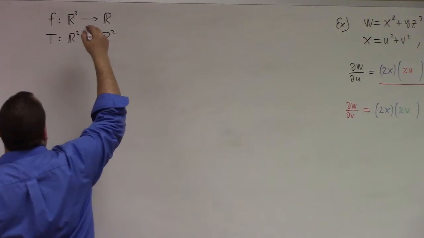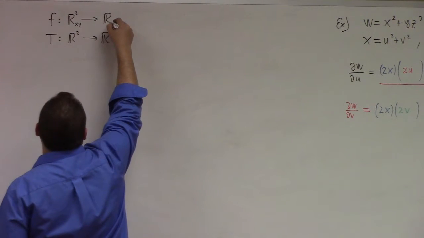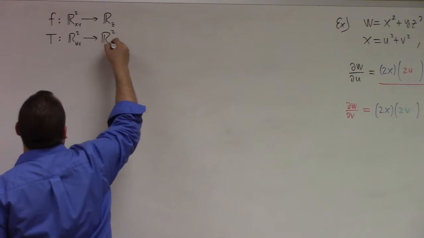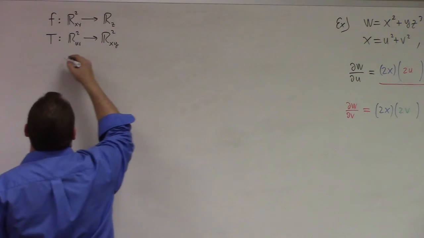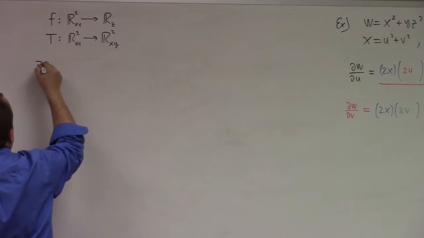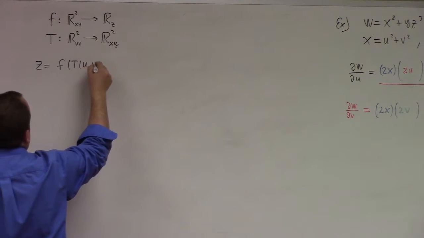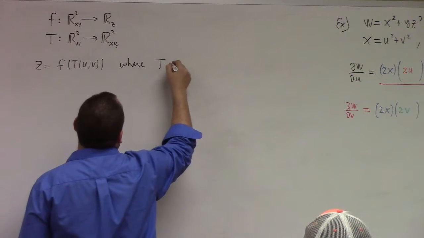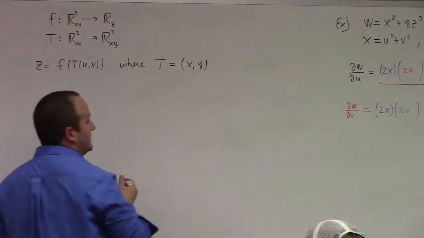And just to give you a sense of the variables here, this has xy variables. This is the z variable. This one is starting with u and v, and then it's going to x and y. So I'm thinking about something like z is equal to f of t of uv, where t is actually equal to x comma y. Like x and y are the component functions of t.